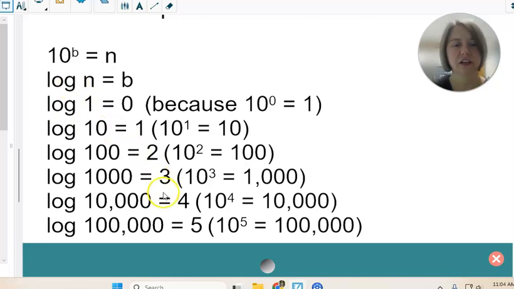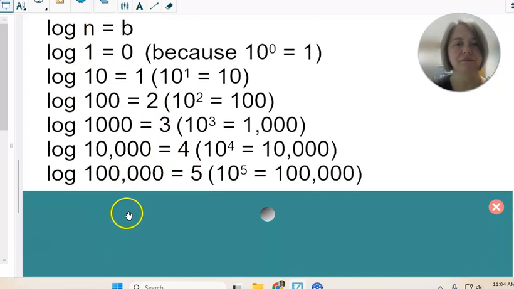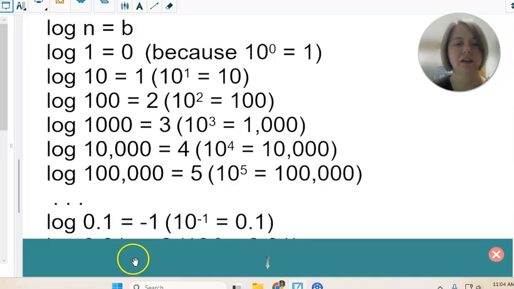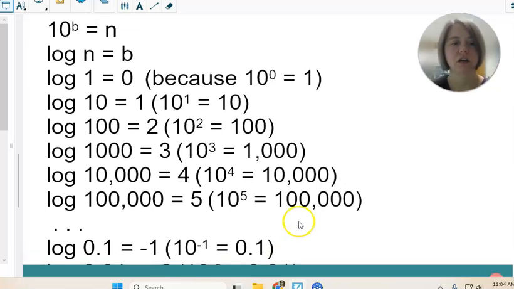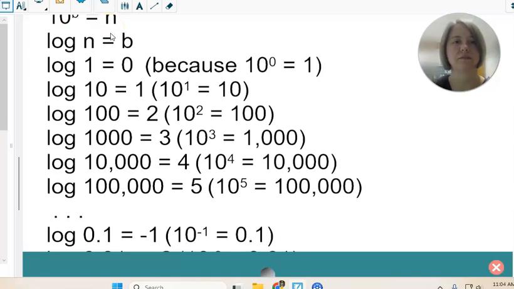Okay, so I feel like you're getting the pattern. Now I'm going to flip it up on you a little bit. Negatives. If the answer to your log is negative, your number isn't negative, it means we're getting into decimals. We're getting less than 1. So the log of 0.1 equals negative 1 because we know 10 to the negative first equals 0.1.